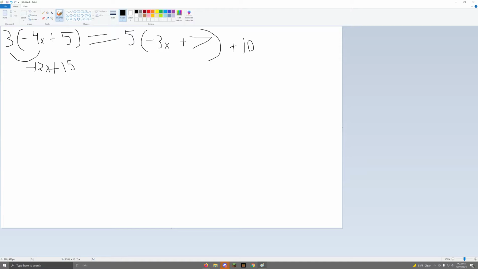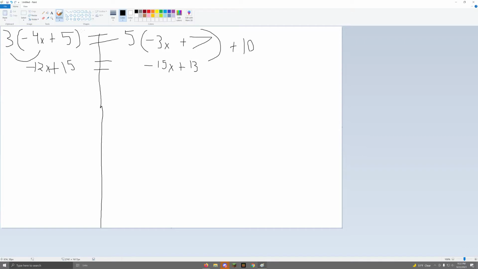And then we can put this down the middle. This is to help keep the two sides together. And then we can put equals, and then over here we do the same thing. 5 times negative 3x would equal negative 15x. So we write down negative 15x. And then 5 times 7, and they're both positives. 5 times 7 would be 35. Positive 35. So you would write down plus 35.